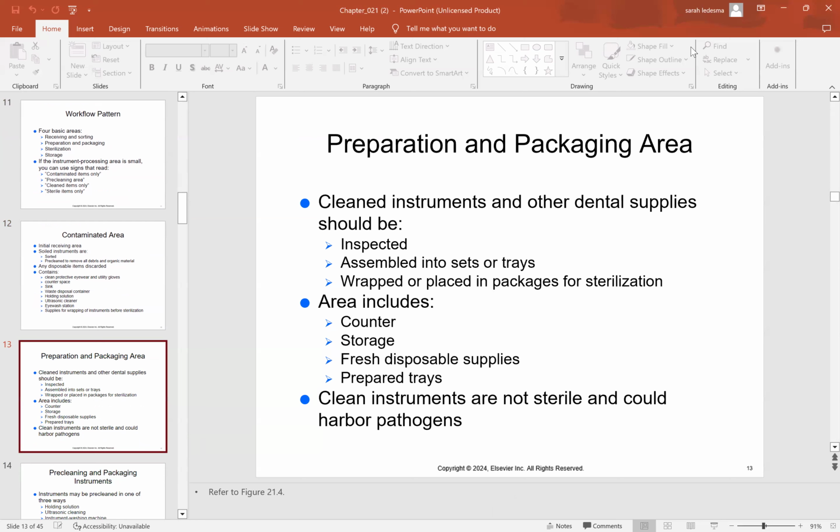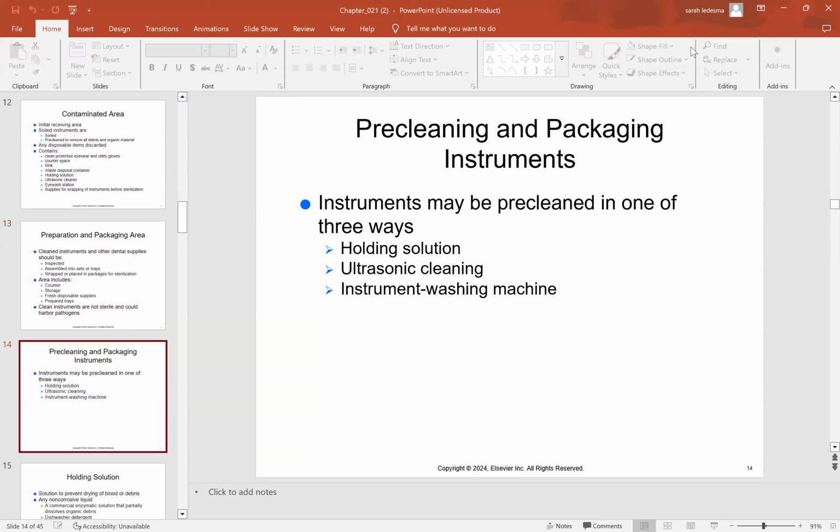Preparation and packaging area is where our clean instruments and other dental supplies should be inspected, assembled into trays or sets, and then wrapped in or placed in packages for sterilization. This area will include counters, storage, fresh disposable supplies, and prepared trays. Clean instruments are not sterile and could harbor pathogens. Pre-cleaning and packaging instruments. Instruments may be pre-cleaned in one of 3 ways. We have our holding solution, our ultrasonic cleaning, and then our instrument washing machine.